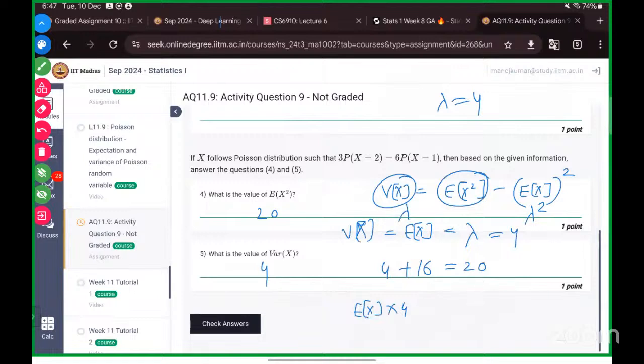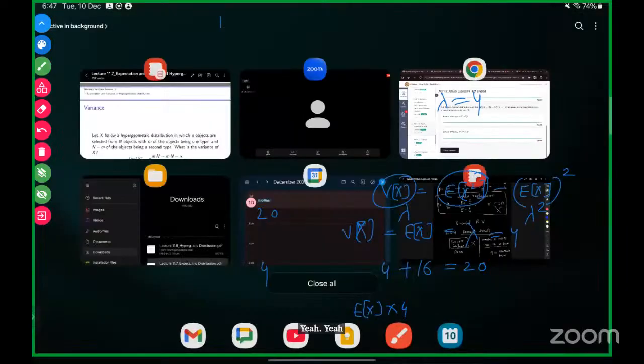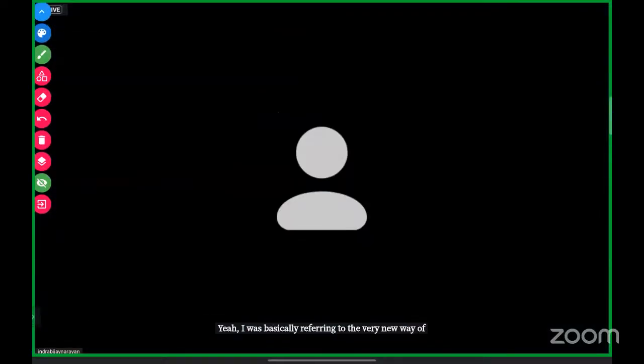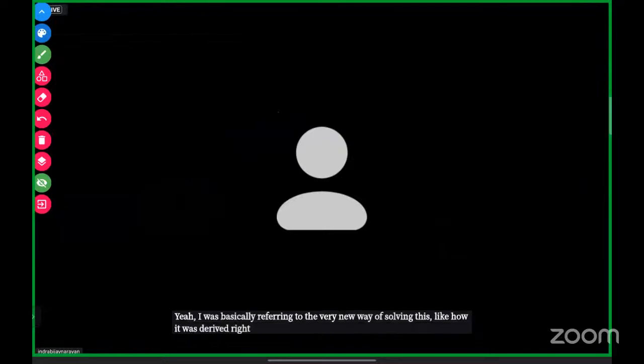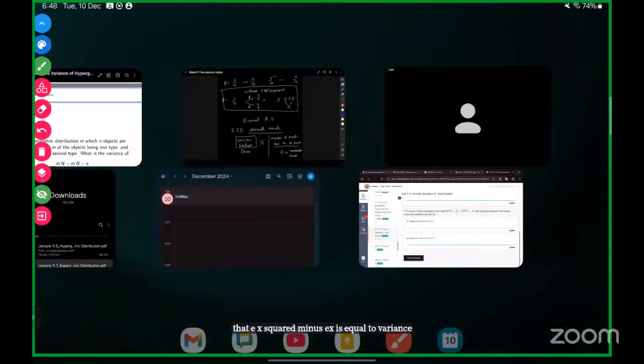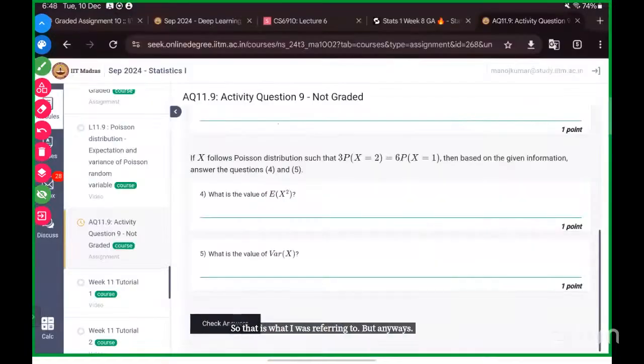Hello. Hello. Yeah, I can hear you. I was basically referring to the very naive way of solving this, like how it was derived, right? That E of x square minus E of x whole square is equal to variance. So that is what I was referring to. But anyways, we can move on. That's just another way that I thought. I'll try to solve it that way, but first. Okay, fine.